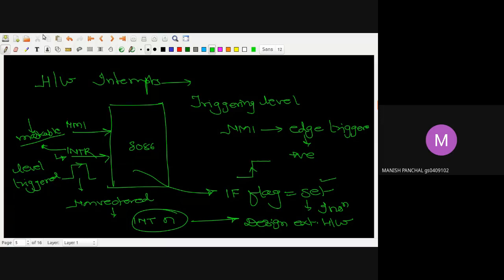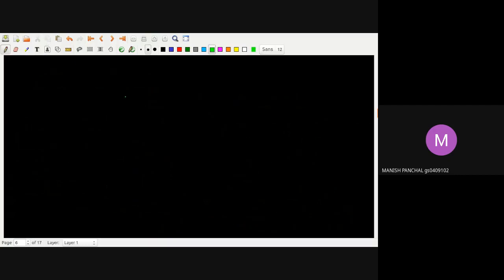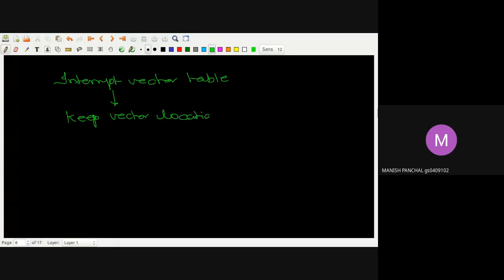First we'll talk about the interrupt table. This is a very important concept. It's called the interrupt vector table. Why is this interrupt vector table important? It will keep the vector location of all the interrupts. So basically, when we talk about all the interrupts, then we will talk about that nominally.